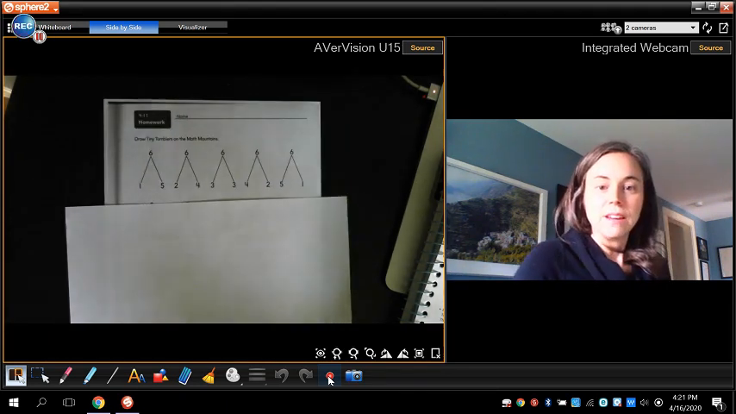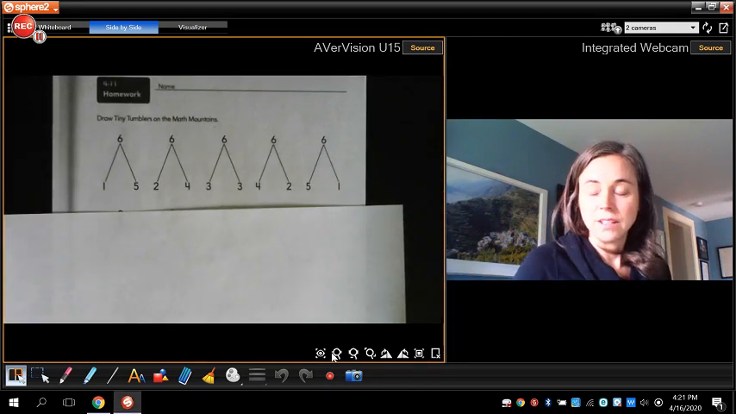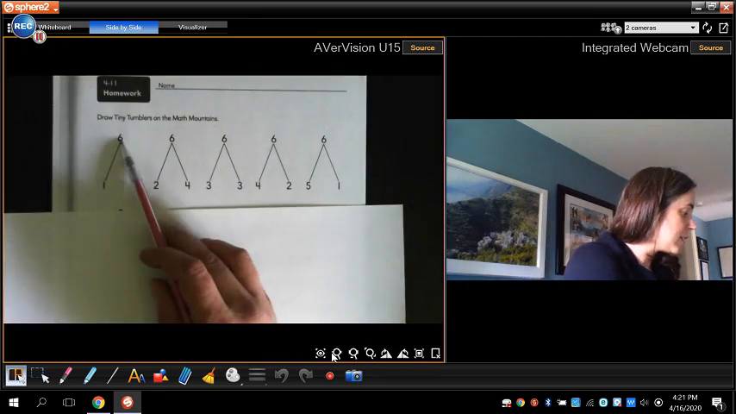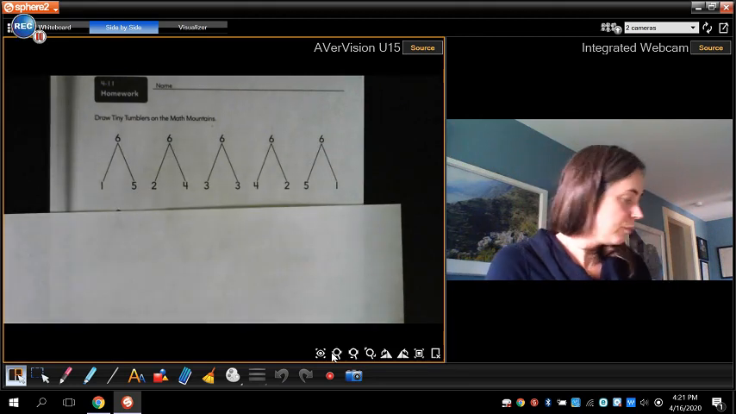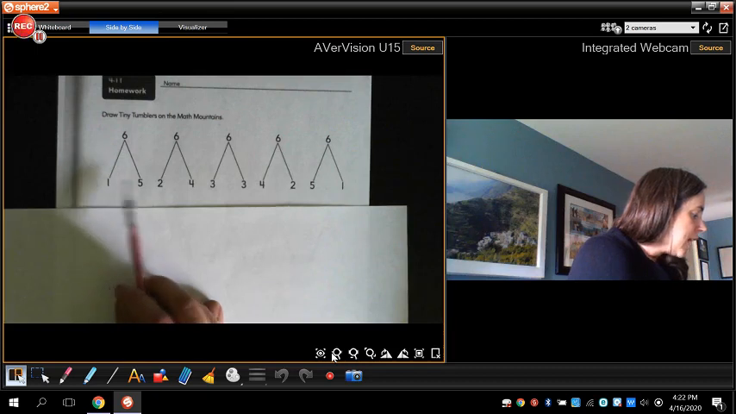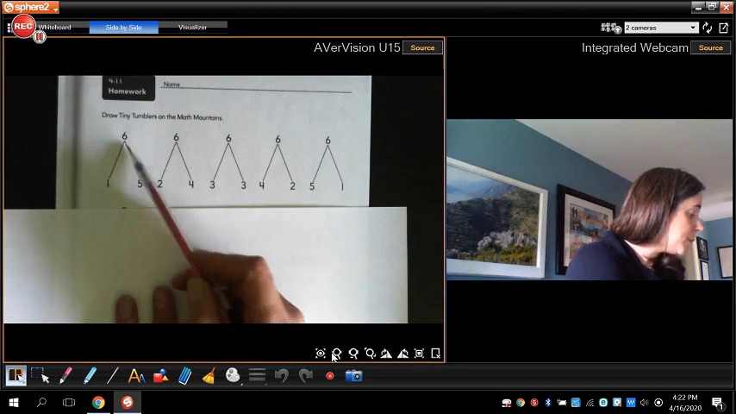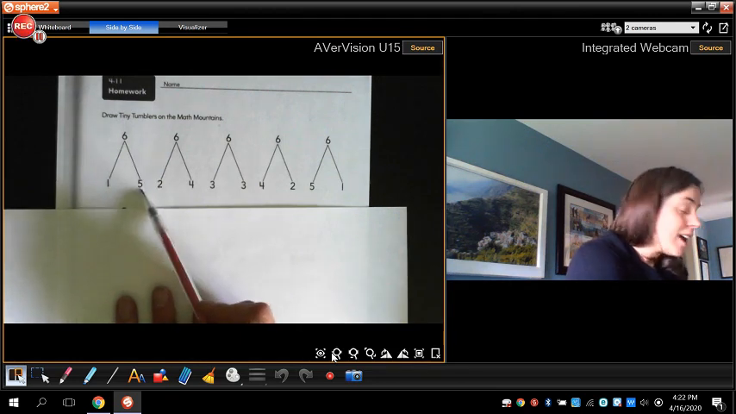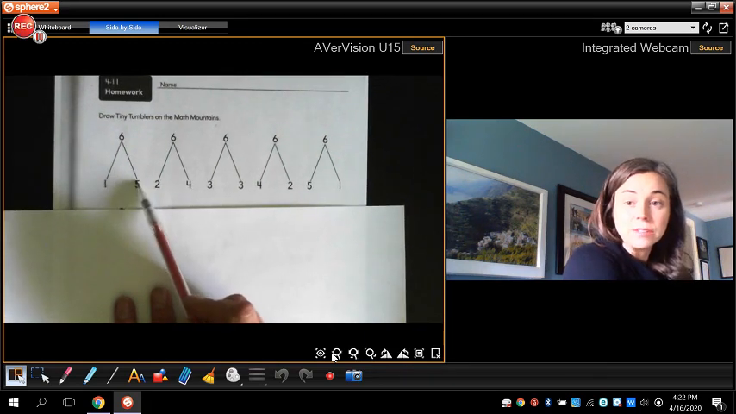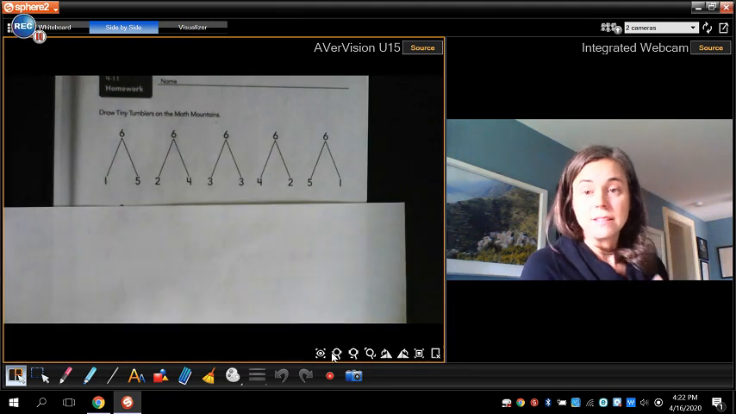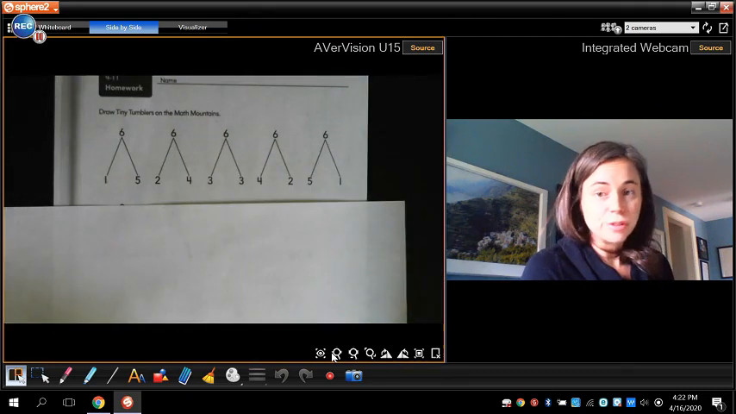So this right here is a 6 math mountain. I know it's a 6 math mountain because I see the number 6 up here. So that means there are 6 tiny tumblers that live on this mountain. And then down below on each side it has different numbers. And those numbers mean that 1 tiny tumbler tumbled down this side, and then 5 tiny tumblers tumbled down this side of the mountain. And I'm going to add tiny tumblers to this mountain. And like I said, it's just a quick sketch because it's not about the details in our math work. It's about our math thinking, just like in math journals.